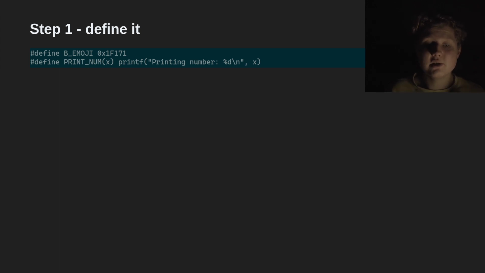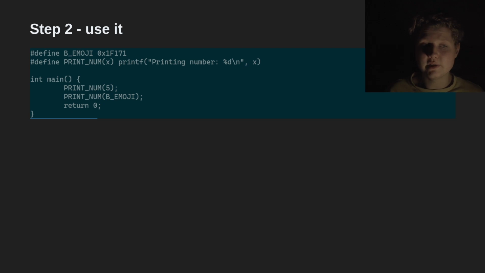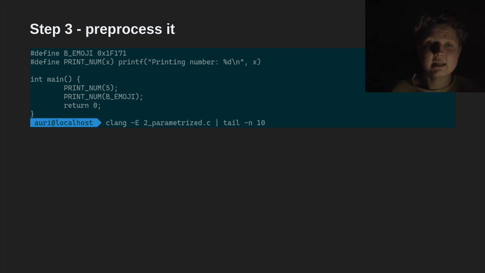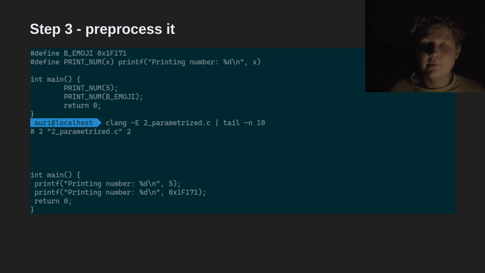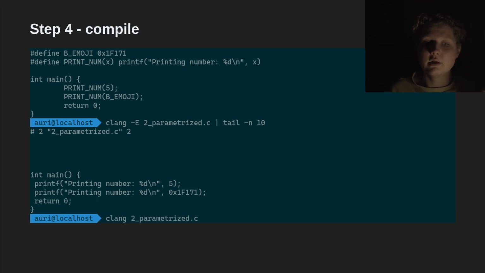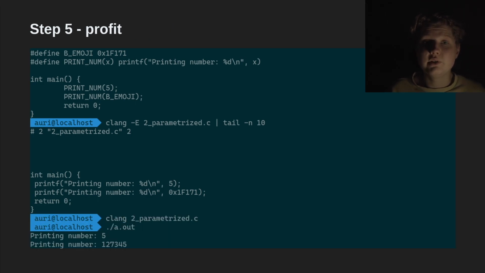The way you use it, you just go ahead and use it regularly. You type in print num, passing 5, you type in print num, passing the B emoji, and when you pre-process it, you get the output, where it says printf, printing number 5, printf, printing number, and the B emoji value. As simple as that. And when you run it, you get the output you expect. So this actually is helping things.